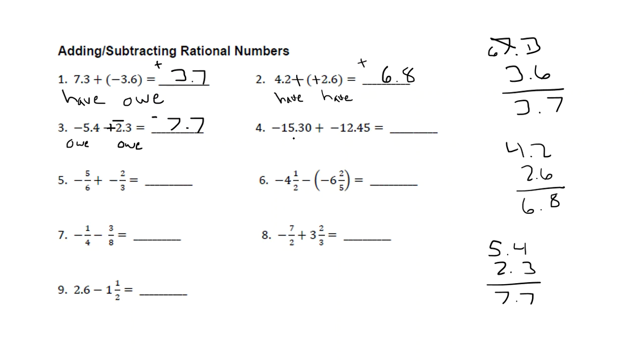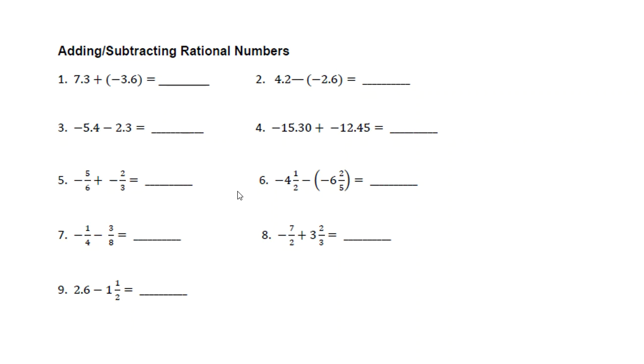Okay, on number four, negative 15.30. So this is owing. Negative 12.45. This is owing. So when we combine these, we're going to end up owing, right? If you're in debt and then you're more in debt, you're in a bigger amount of debt. And to figure out how much debt that is, you take the two numbers and you add them together. So we line up the decimals. The decimal comes straight down. So 27.75 negative would be your answer.